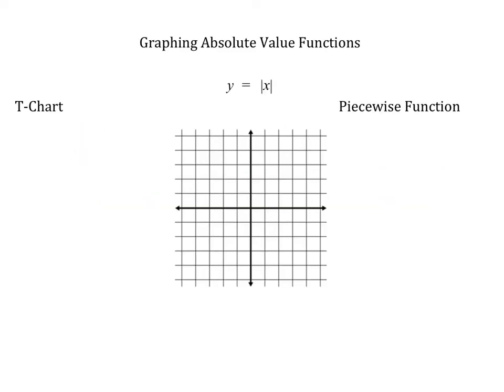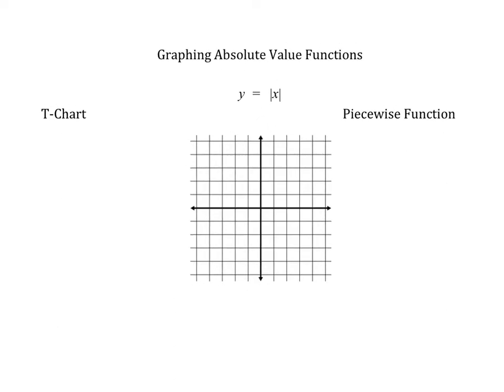So we're going to start off with some basics for absolute value functions. If we have the parent function y equals the absolute value of x, let's make a really quick t-chart just to see what this function looks like. If I use the following x values, I get the following y values.